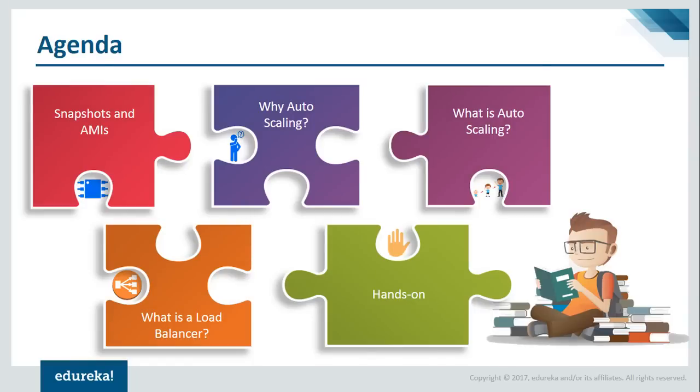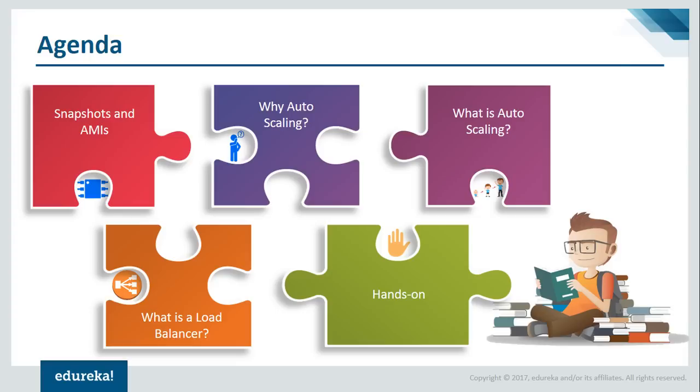So guys, this is what we're going to do today. First, we're going to see what are snapshots and AMIs. These are basically the entities using which you will be autoscaling your resources. Once you know what are snapshots and AMIs, we'll move on to why do we actually need autoscaling and what is autoscaling exactly. After that, we're going to see what is a load balancer, and towards the end, we'll be doing a hands-on, which is going to be very interesting because I don't think there's a demo out there which can show you the kind of demo that I'm going to show you today.